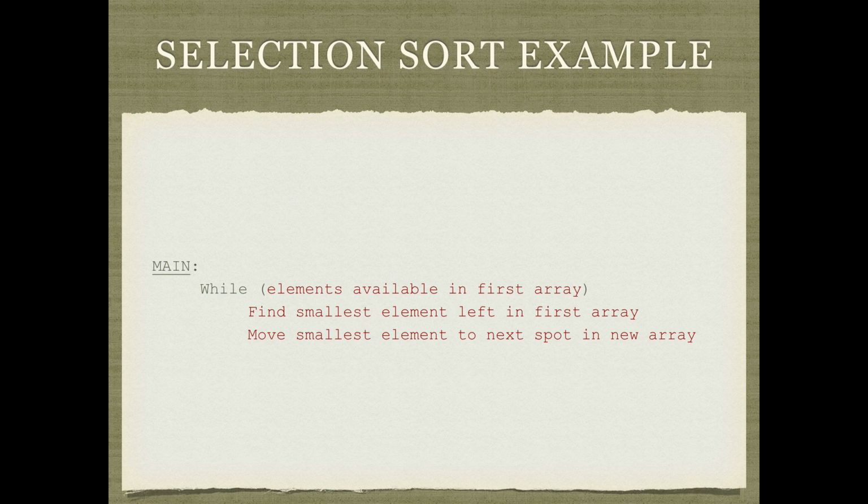But for comparison's sake, here is what that might look like. So remember, red text indicates what we're going to extract to its own module here. While there are elements available in the first array, we will find the smallest element in that array and then move that element to a new array. So we would need 3 distinct new modules for this, and it would basically take care of itself. Now, again, it's not very efficient. It is more intuitive, but there are ways that we could make it better.